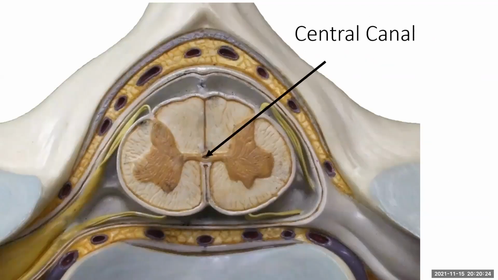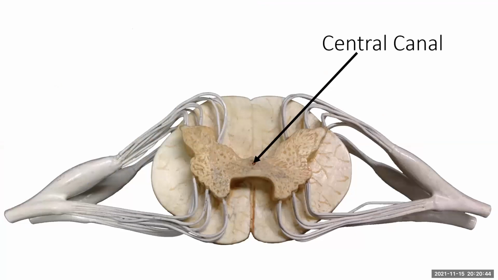So in the center of our spinal cord, we have the central canal lined with the ependymal cells, which will be producing cerebrospinal fluid. You will find cerebrospinal fluid in our central canal. You can see it's right in the center there of our gray matter. And then you can see the central canal here on this model.